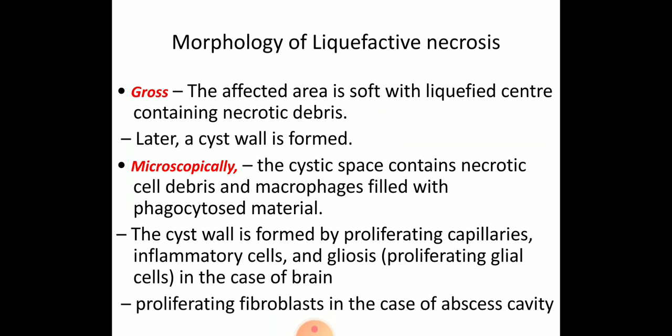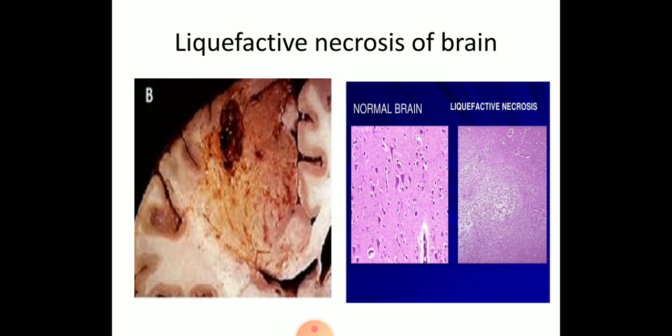The cyst wall is formed by proliferating capillaries, inflammatory cells, and gliosis, that is, proliferating glial cells in the case of brain. Proliferating fibroblasts you can see in the case of an abscess cavity. Here the figure shows an infarct in the brain, showing dissolution of the brain parenchyma. On the right side you can see normal brain tissue, and on the other you can see liquefactive necrosis of the brain, which is characterized by infiltration of the brain parenchyma by mixed inflammatory infiltrate, particularly neutrophils.